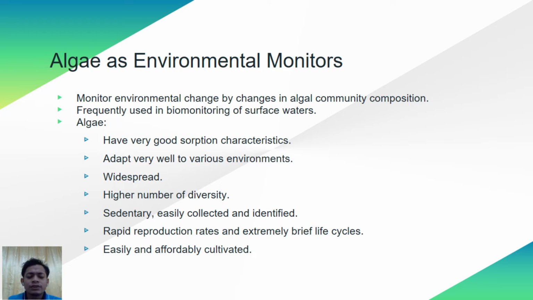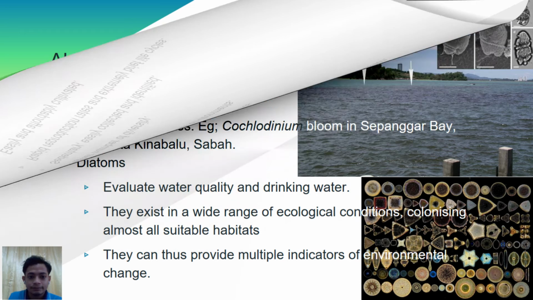And why use algae? Because algae have very good sorption characteristics. They can absorb nutrients and metals from their environment quite well. They adapt very well to various environments. They are widespread, with a high number of diversity. They are sedentary, which means they can be easily collected and identified. They have a rapid reproduction rate and extremely brief life cycles, and they are easily and affordably cultivated.